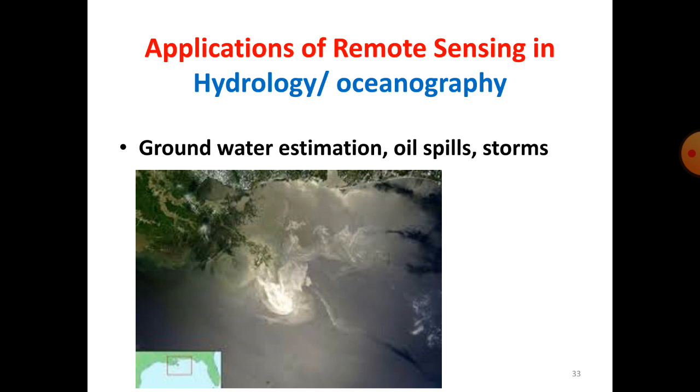Remote sensing finds its application in the estimation of the groundwater. Earlier, we had very different kinds of technologies which were used to estimate the groundwater. But at present, we have remote sensing as a way of identifying or estimating the groundwater level. Then it also helps in mapping storms and oil spills that are seen on the oceans and sea.